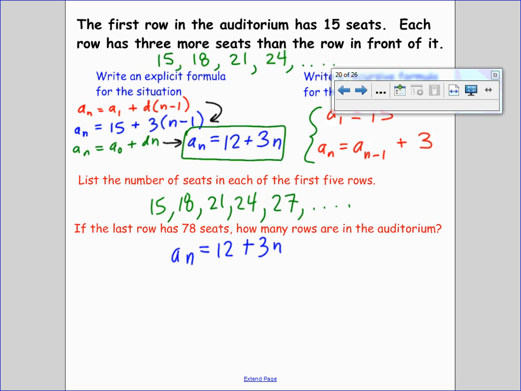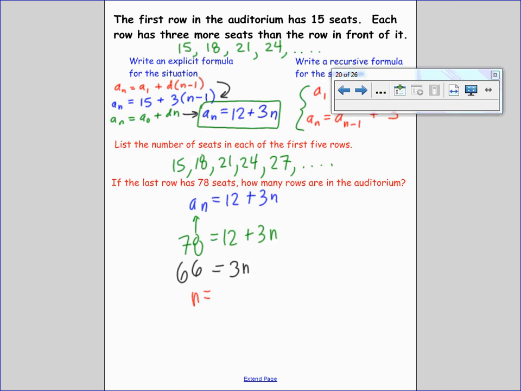We'll go ahead and replace a sub n with 78. We'll solve for n by subtracting 12 from both sides. And I get n equals 66 divided by 3. Go gadget arm. So I'm getting 22. So it looks like there must be, what, 22 rows? 22 rows.